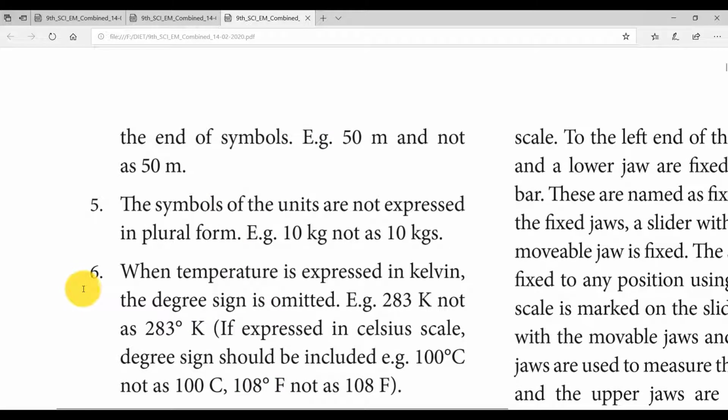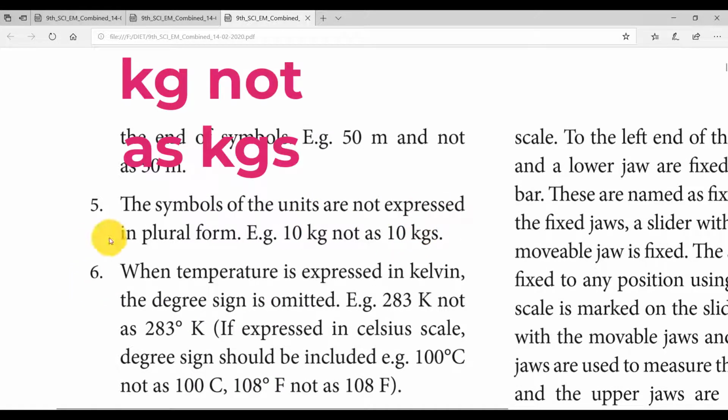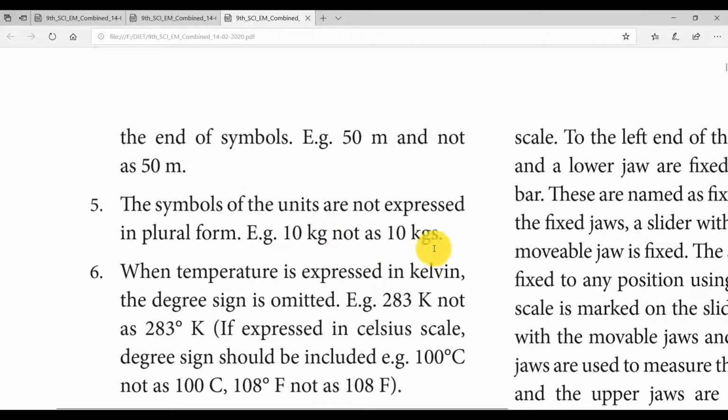Okay. Now coming to the fifth point, the symbols of units are not expressed in plural form. When you speak English, you have to use the plural form, is it not? For 1 apple, 10 apples, we have to use the plural form, but not here to denote units. It is 10 kg, it is not 10 kgs. Note the point very clearly. You should write 10 kg, and simply should not use any plural form in the units.